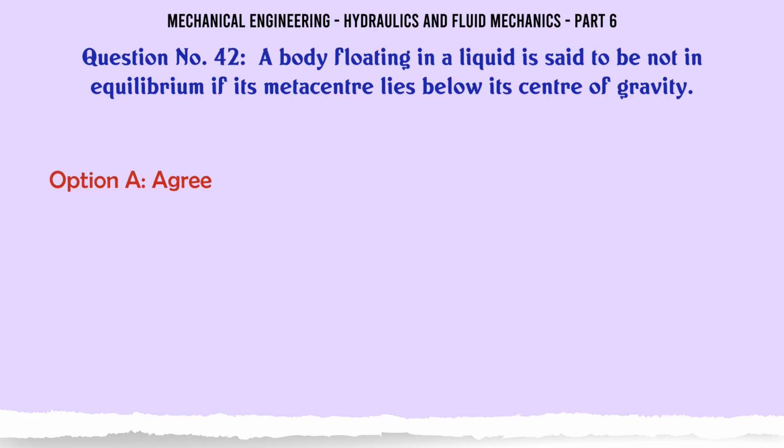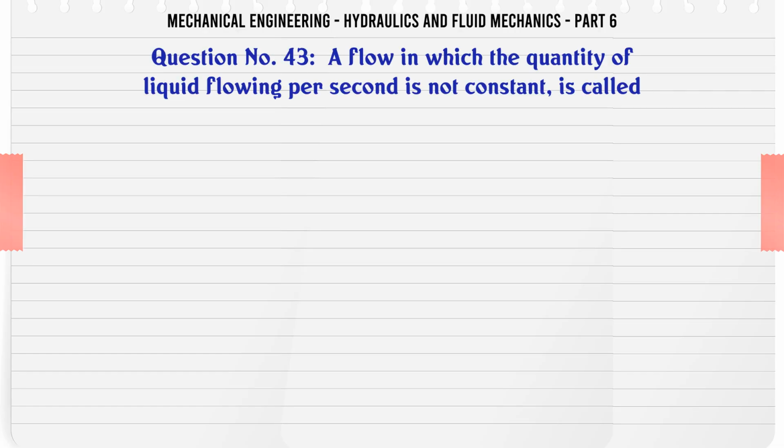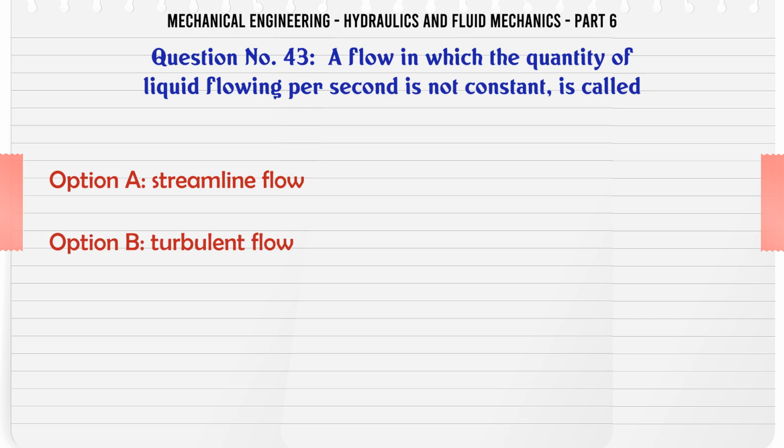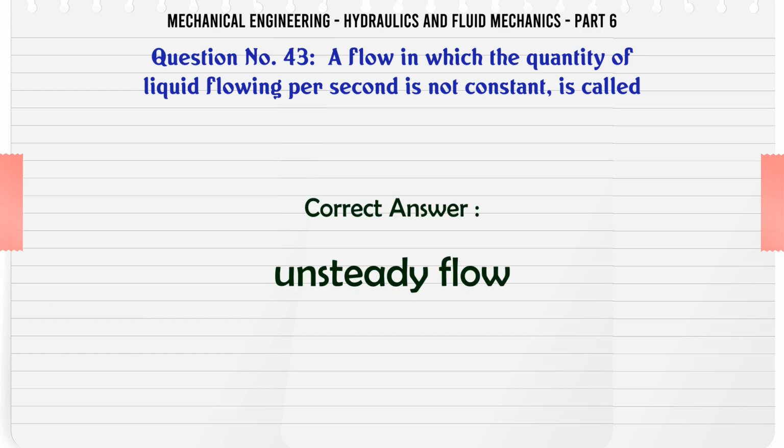A body floating in a liquid is said to be not in equilibrium if its metacentre lies below its center of gravity. A agree, B disagree. The correct answer is agree. A flow in which the quantity of liquid flowing per second is not constant is called A streamline flow, B turbulent flow, C steady flow, D unsteady flow. The correct answer is unsteady flow.